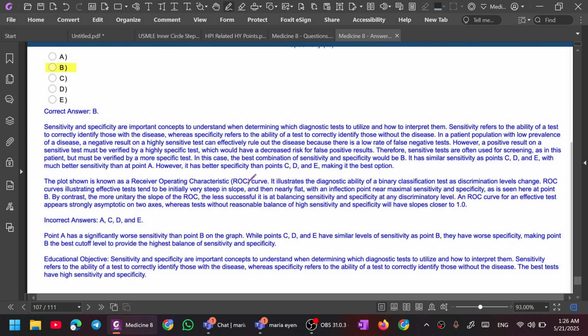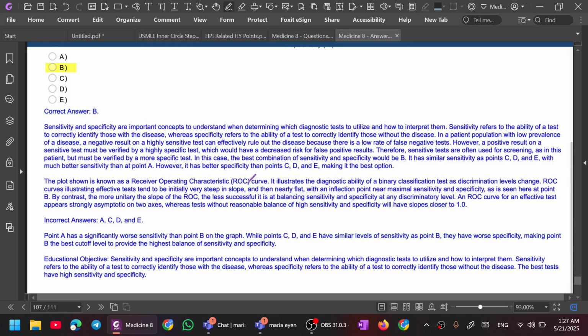Here it says, in this case, the best combination will be B, because B has similar sensitivity as C, D, and E. What does that mean? B has similar sensitivity as C, D, and E, which is true, because B is right here, it's like 80-something sensitivity, and C is like 80-something or 90, and D is like that, so they all have high sensitivity. Makes sense. With much better sensitivity than point A. So B has much better sensitivity. B has 80, A is like what, 50? That makes sense.